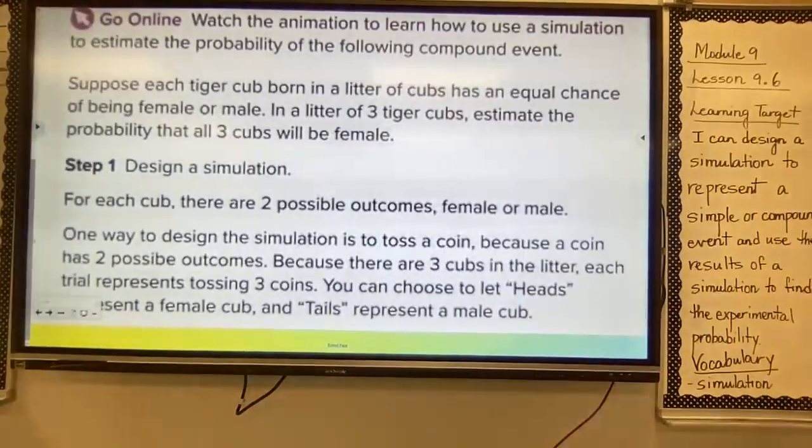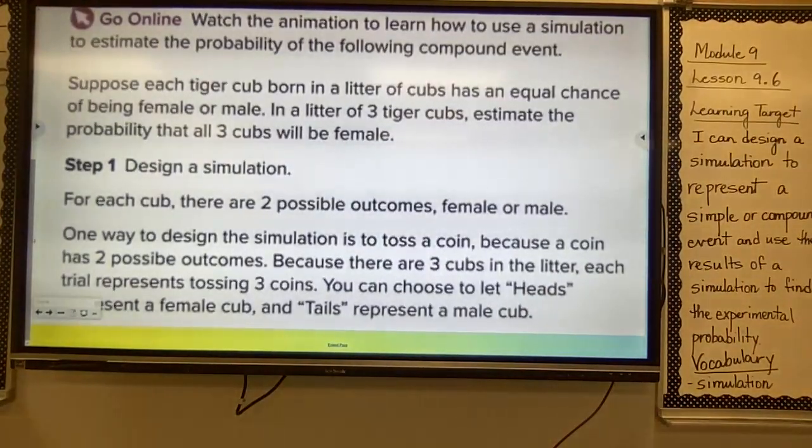All right. As with simple events, you can design a simulation to simulate a compound event. And as I said, coins, number cubes, and spinners are often used to simulate events. To design a simulation, you need to do each of the following: define what each outcome represents and determine if it is a success or failure, and then define what each trial represents. So let's look at this question over here. We have to design a simulation.